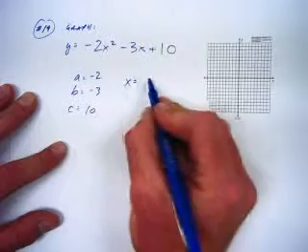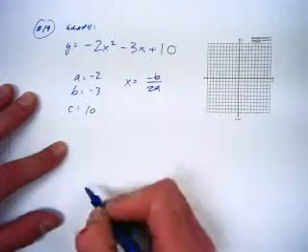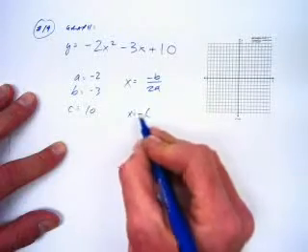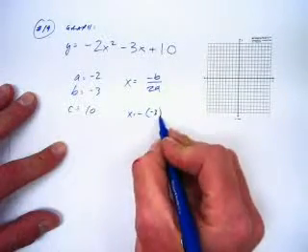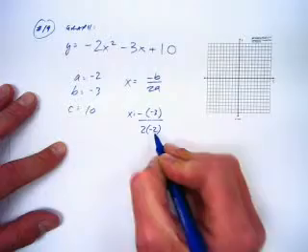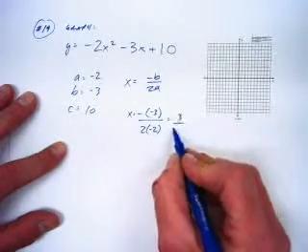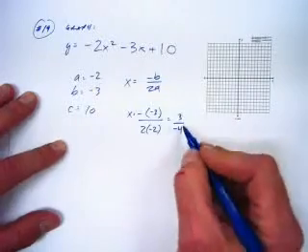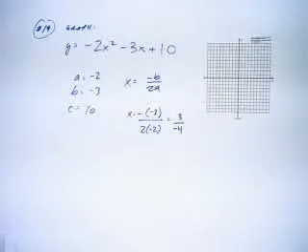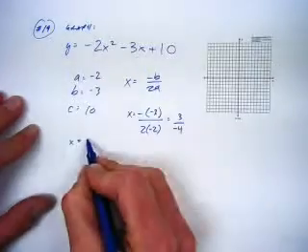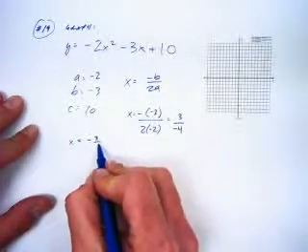So x equals negative b over 2a. So x is going to equal negative 3 over 2 times negative 2. Negative 3 is 3. Negative 2 times 2 is negative 4. So 3 over negative 4. That's the same as negative 3 over 4. It doesn't matter where the negative is, top, bottom, or middle, as long as there's only one of them. So x equals negative 3 over 4.